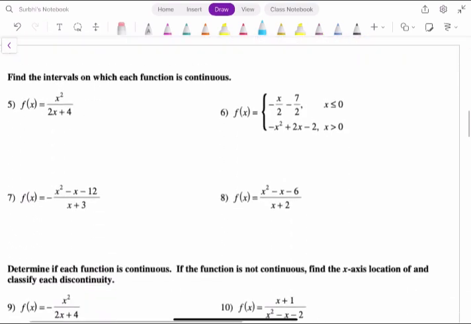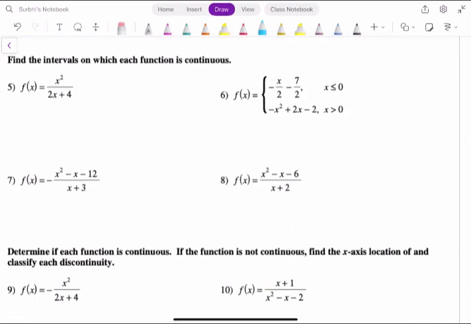Number 5, again, it has a numerator and denominator. With this, we can say this is an essential discontinuity because I cannot factor it further, right? If I put the denominator equal to 0, you will get the x value, and that x value is nothing but the asymptote at x is equal to negative 2. So that implies there is a discontinuity at this point.